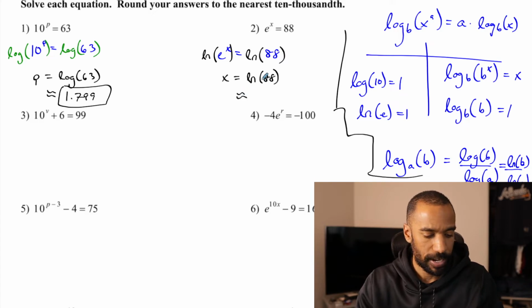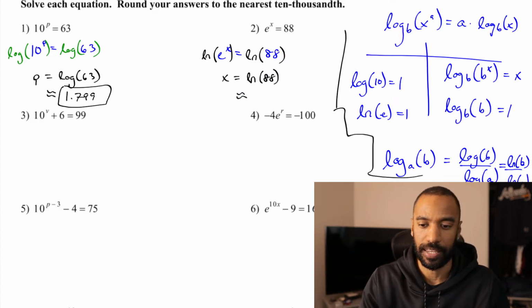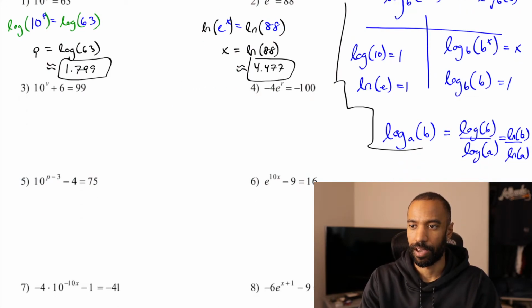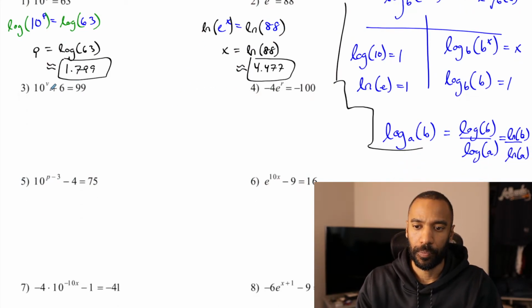And my approximated answer here for natural log of 88 is, here's my ln, 4.477. So again, I'm doing 3 decimal places instead of 4 for these ones here. There you have it. All right, number 3.